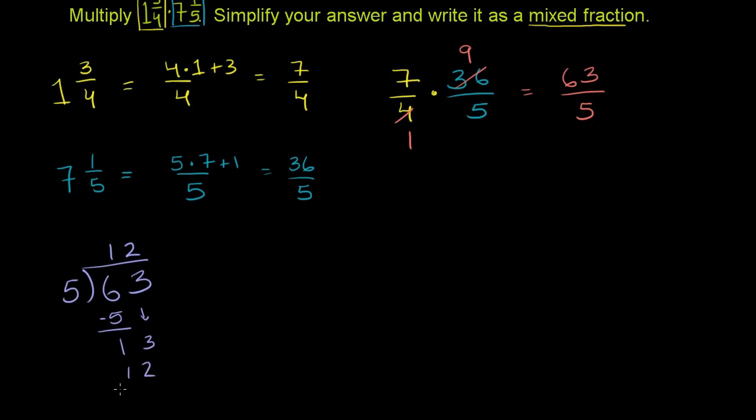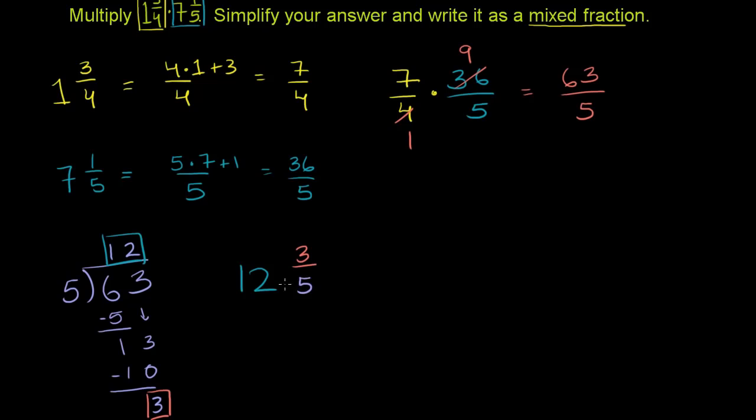And then 2 times 5 is 10. It tells you not to switch gears in the middle of a math problem. 2 times 5 is 10. And then you subtract, and you have a remainder of 3. So 63/5 is the same thing as 12 wholes and 3 left over, or 3/5 left over.